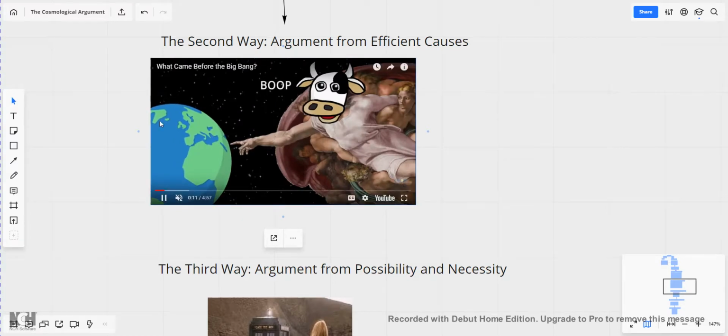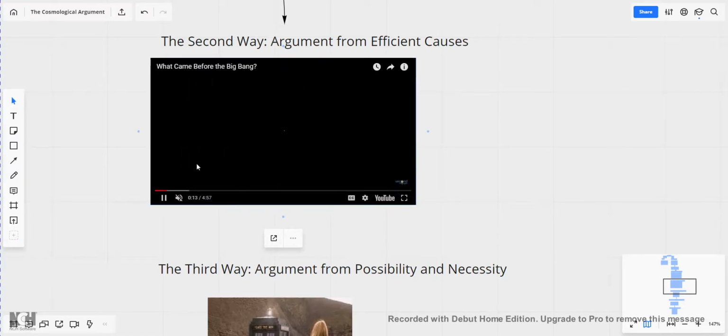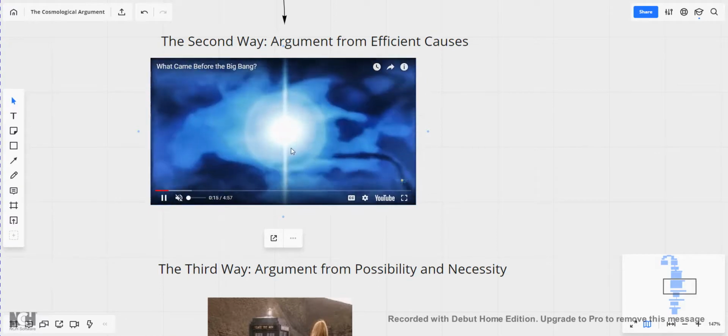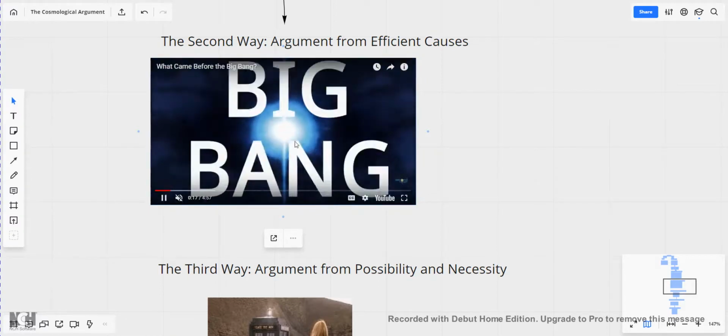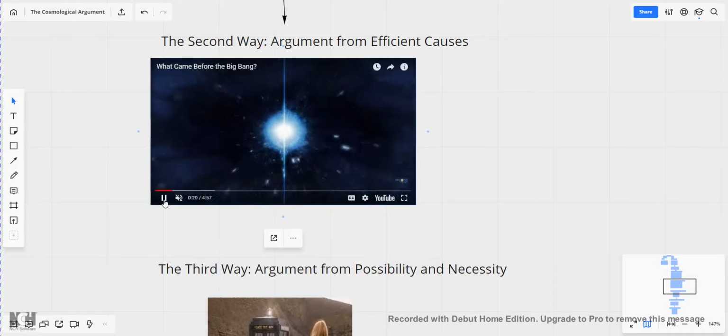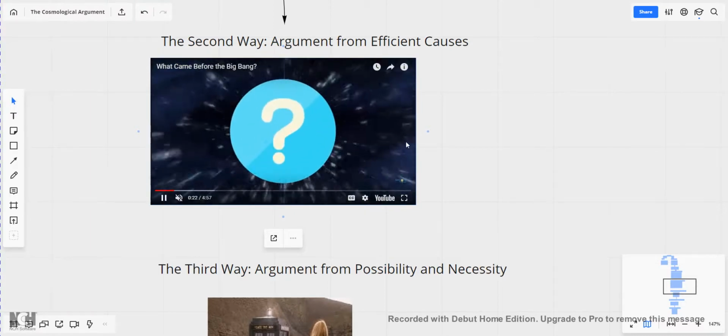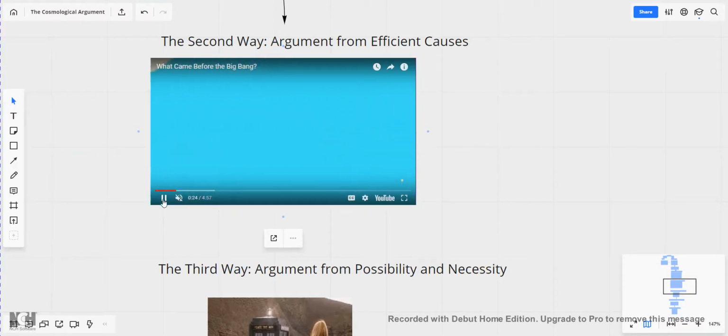So how did everything just pop into existence? Have a look at it. It's a good way to kind of conceptualize or think about what an efficient cause would be. Did God create the Big Bang, for instance?